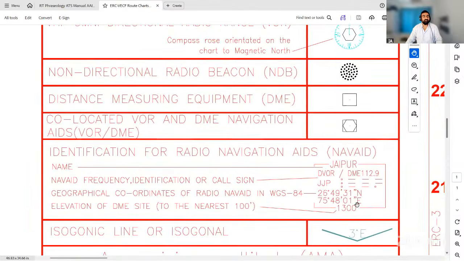How to identify radio navigation aids? This is similar in Jeppesen charts also. Name, what kind of VOR you have, what is the DME VOR frequency. Although there are two systems, there will be two frequencies, but we only tune one frequency because the system is paired. If you change one frequency, the other automatically works in the background.